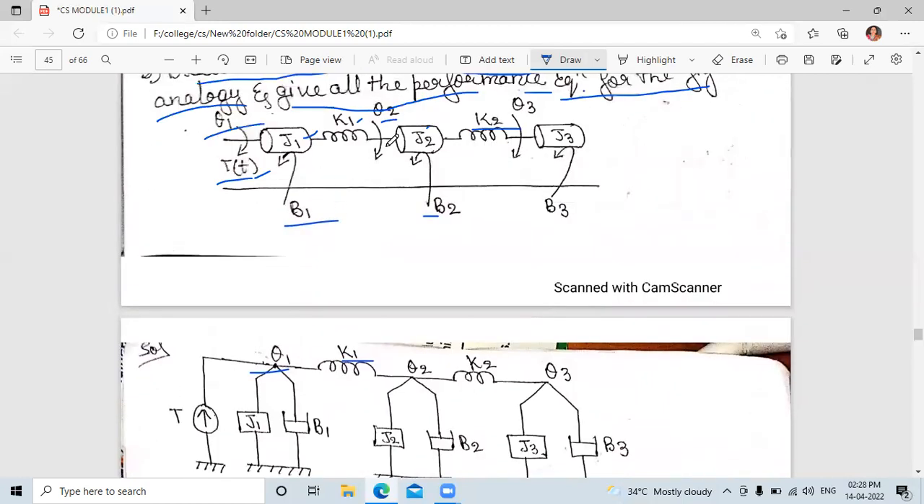You may ask that between theta 2 and theta 3 there is a J2 and K2, but we will not consider this. This J2 cannot be considered between theta 2 and theta 3. This theta 2 and theta 3 is a node. We cannot connect an inertia or mass between two nodes. It is connected only to one node, so it is connected to theta 2.